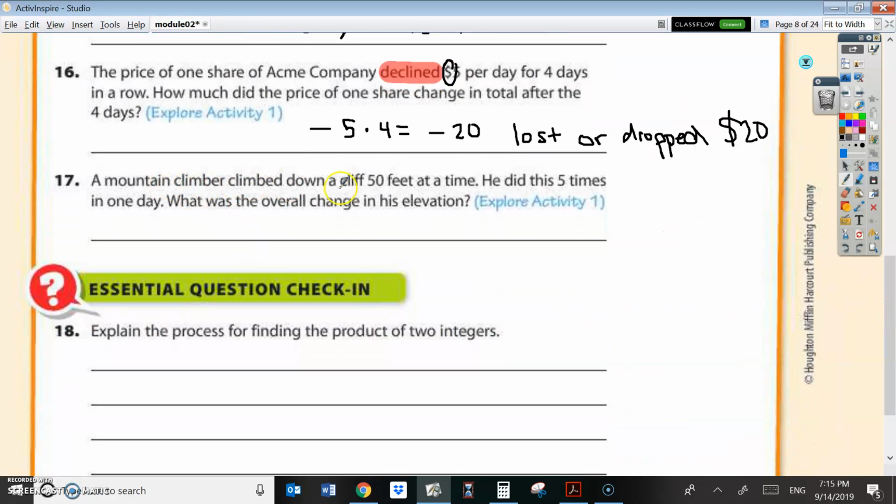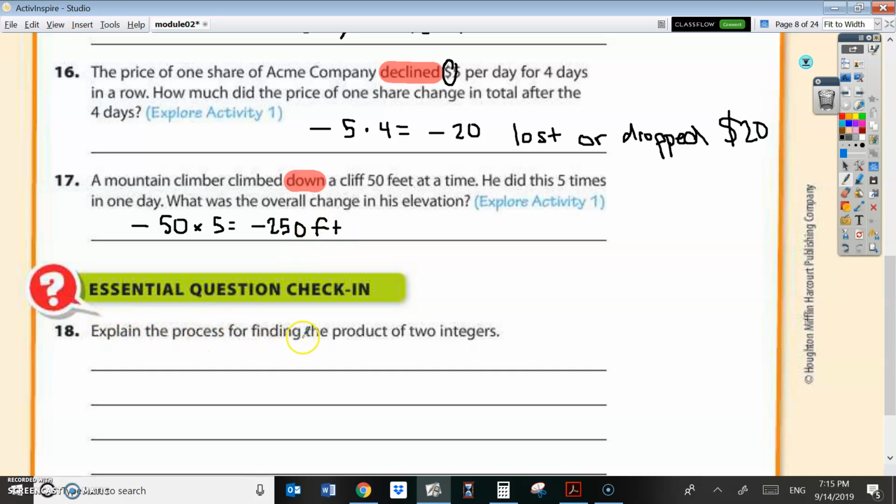A mountain climber climbed down. Down is negative. Down a cliff 50 feet at a time. He did this 5 times. In one day, what was the overall change in his elevation? Well, negative 50 times 5 equals 5 times 5 is 25, and then put in the 0. So negative 250 feet.